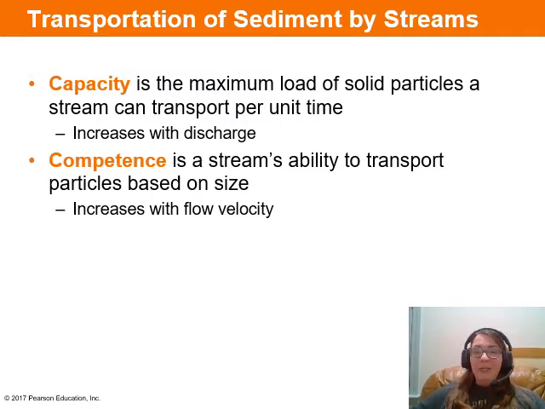Just how well can the stream actually transport different sizes of sediment? So if we're looking at a gravel size sediment, here we're not going to see that a small river that moves very slowly is going to be able to move these gravel-sized sediments. But if we're looking at a flooded river that's moving very, very quickly, now it's going to have the energy to move these larger sediment sizes. Therefore, it's going to have a higher competence.